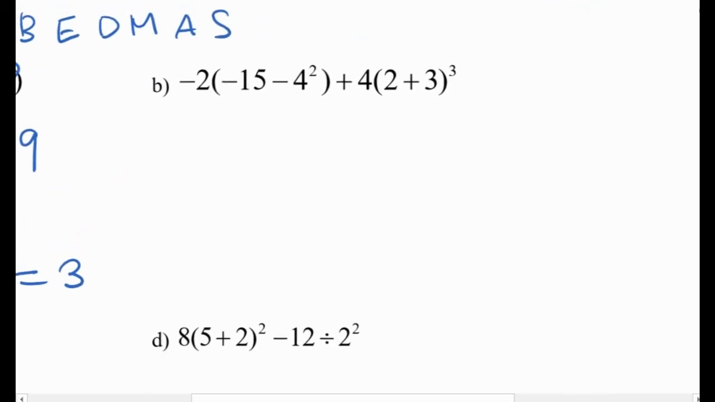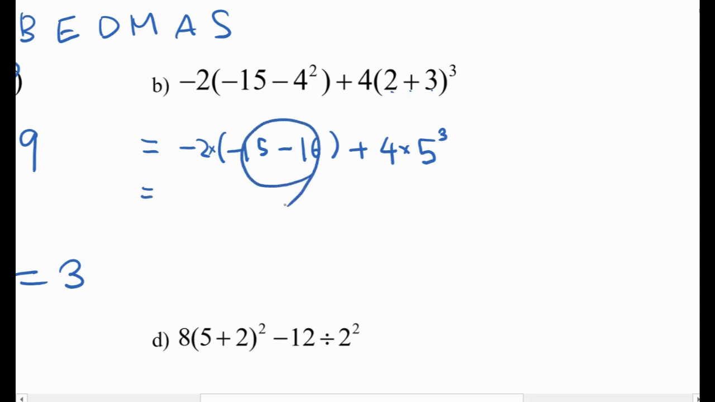Next. So we do the bracket. And when you do the bracket, inside the bracket, we follow BADMAS. So inside the bracket, we have the exponent, right? Minus 16. 4 timesing is hiding here. So everyone remember, timesing is hiding. 4 times 2 plus 3, we do the bracket like this. And so we still have to do the bracket.